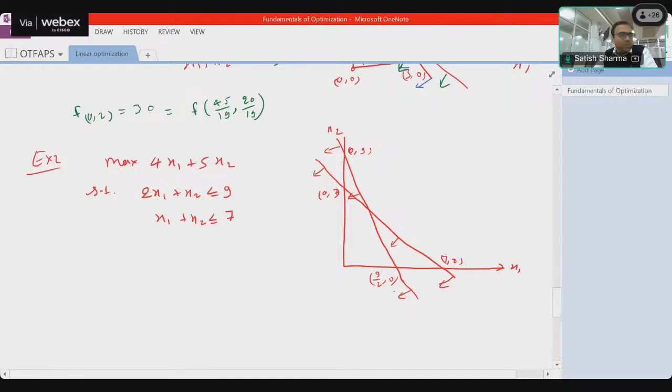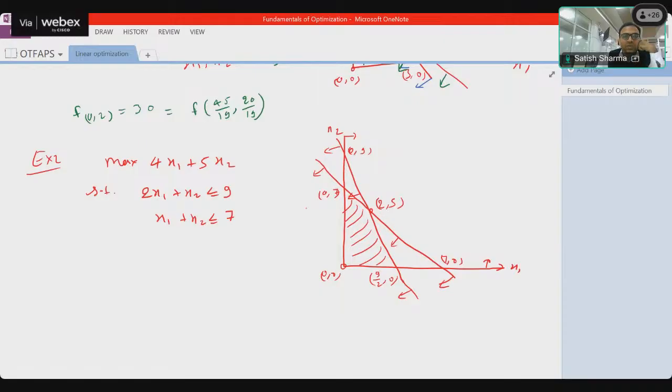So we can see the common region where x1 and x2 are positive, so the solution will be on this particular direction. This is my common solution space, or feasible region, where I can get the solution. Now I have 4 points: 0, 0; 9 by 2 and 0; 0 and 7; and one intersection point. If we solve the equations of these two lines, we get the point of intersection, and the values are 2 comma 5.